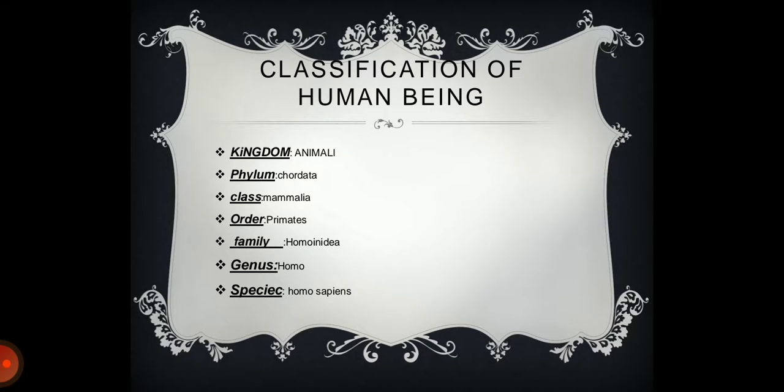The first one is kingdom Animalia, phylum Chordata, class Mammalia, order Primates, family Hominidae, genus Homo, and species Homo sapiens. The kingdom to which human beings belong, the first one is Animalia, the second one is Chordata, the third one is Mammalia, the fourth is Primates, and the family Hominidae, and the genus Homo, species Homo sapiens.